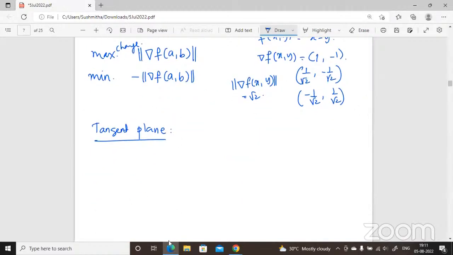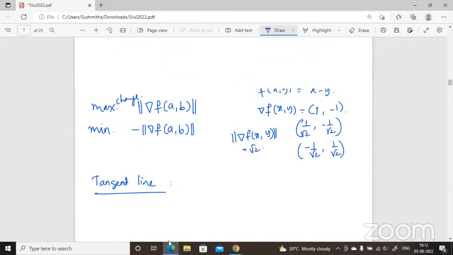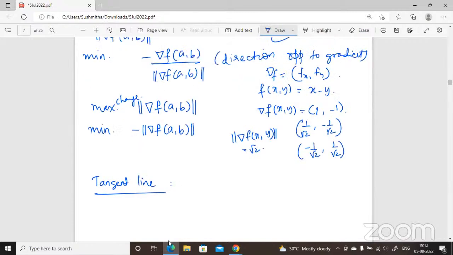What is the equation of the tangent plane? In the previous example, the minimum is at minus 1 by root 2, comma 1 by root 2, the direction of change. The minimum change is in this direction.